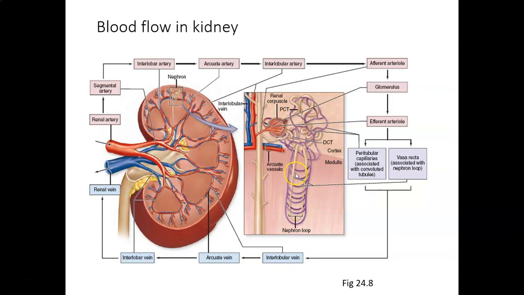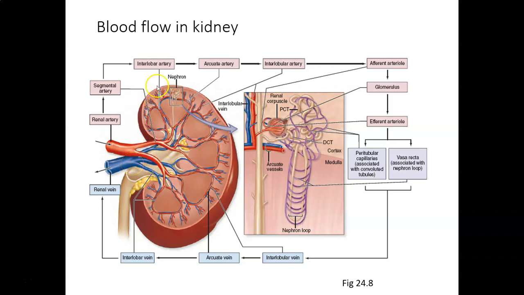But then from there it becomes a vein. It's going to go back to the heart. So the blood is going to drain into the interlobular vein. So it's going to this vein, the interlobular vein, and then going backward, right? Going to the arcuate vein, then to the interlobar vein, right? Then going back to the renal vein.